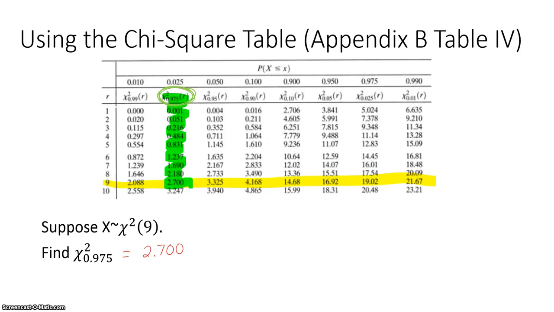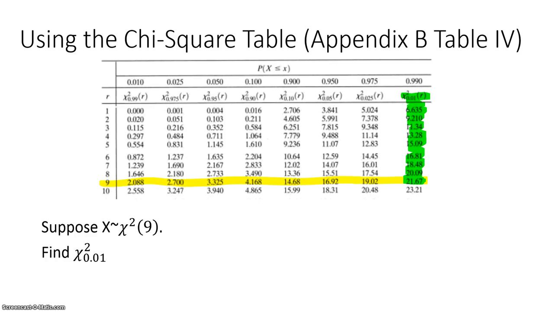One more example. We'll do this again. Here we're looking for the value of X that has 0.01 to the right. So we find the place where our 0.01 intersects with our 9 degrees of freedom. And it gives us a value of 21.67.